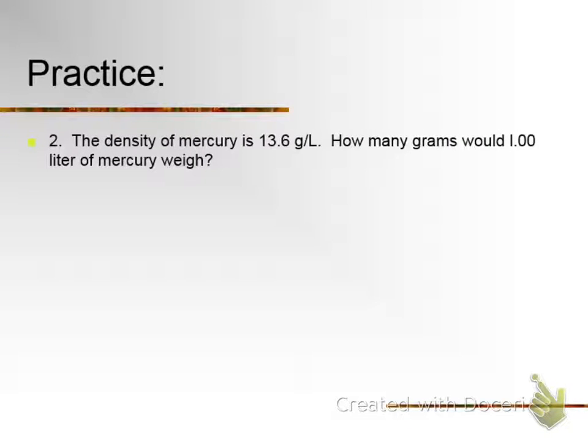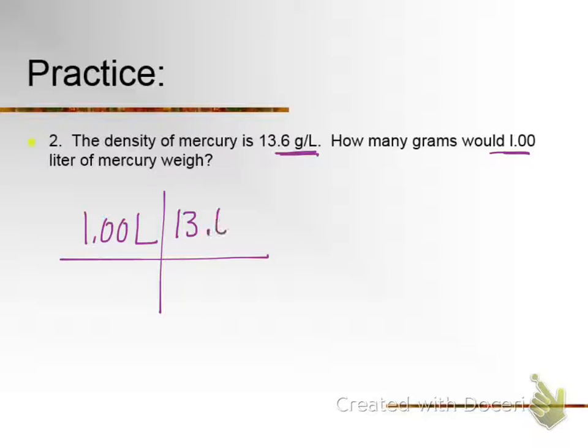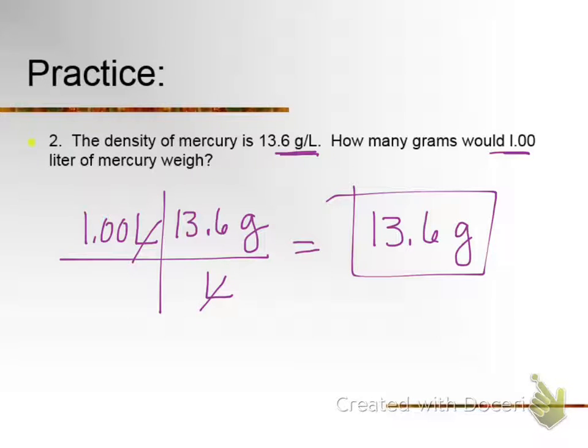So let's practice this problem. The density of mercury is 13.6 grams per liter. How many grams would 1 liter occupy? This is where we're going to use density as a conversion factor. We're going to start with the 1 liter, so 1.00 liter. We want to cancel out liters, so we use the density, 13.6 grams per liter. Then my liters cancel out, and that means I would get 13.6 grams of mercury. That would be my answer.